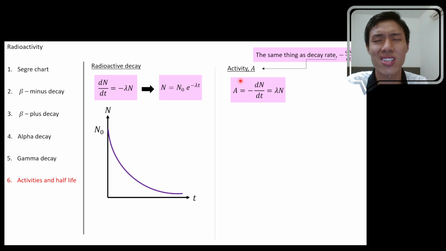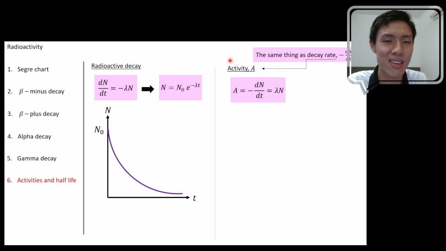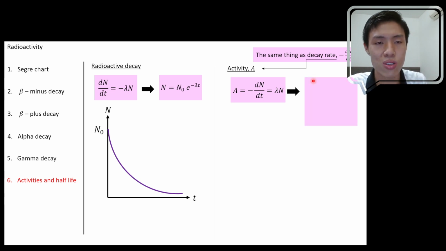But actually you should think of it as the same thing as decay rate. There's no difference to it. It's just given another name, which is called activity. So why do we want to propose this new quantity? It's because it allows us to derive a new equation to see how the decay rate changes with time, or how the activity changes with time.